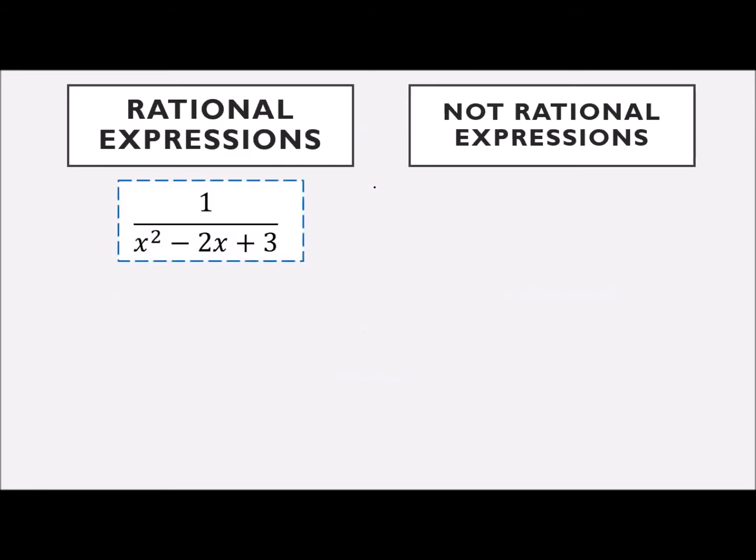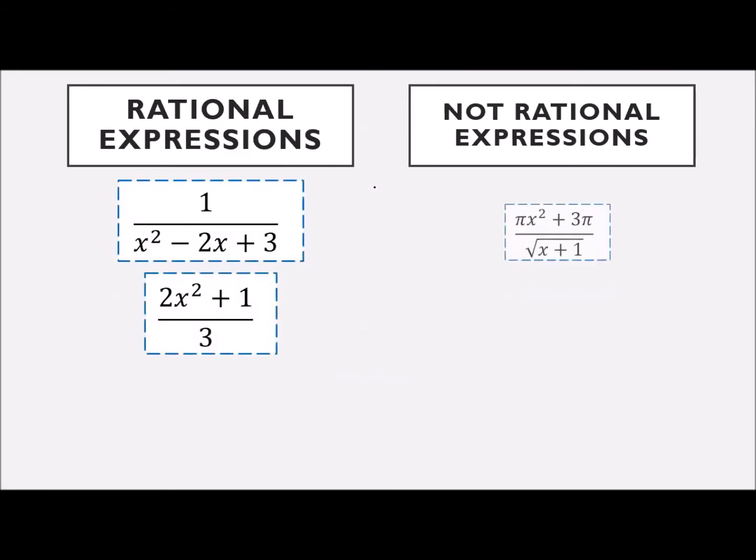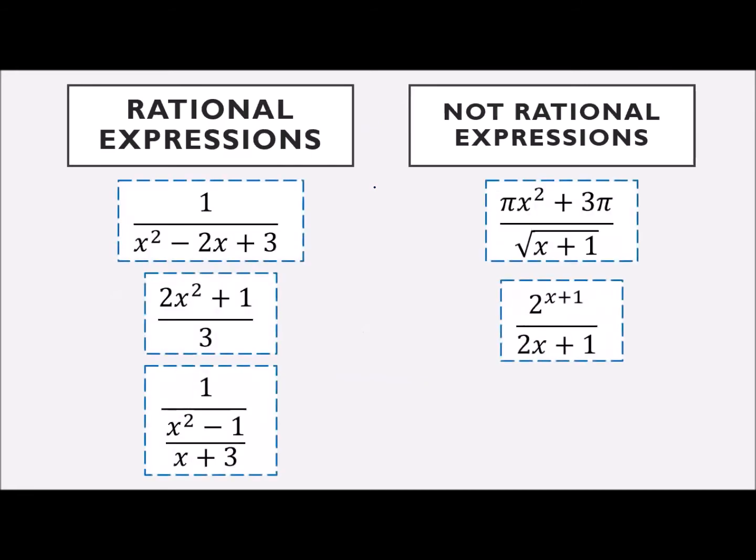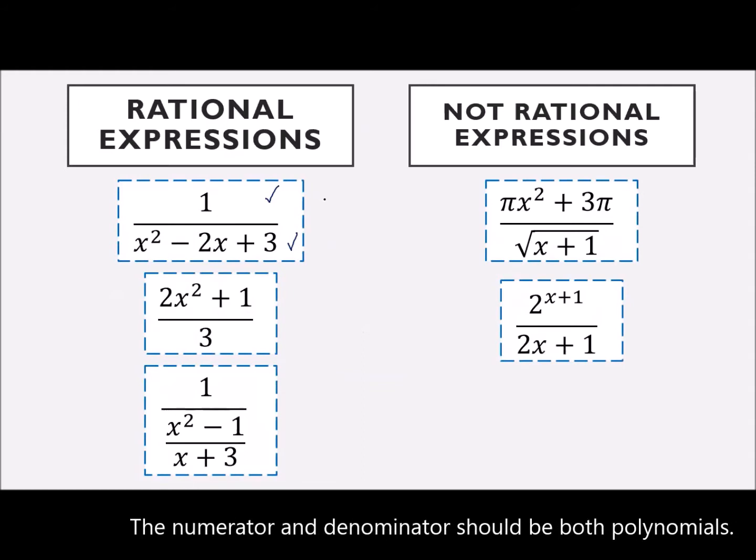So let us take a look at these examples. So the first one, I have here 1 over x squared minus 2x plus 3. So this one, i-identify natin, meron tayong numerator, meron tayong denominator. So yung numerator natin is 1, and this one is a polynomial.